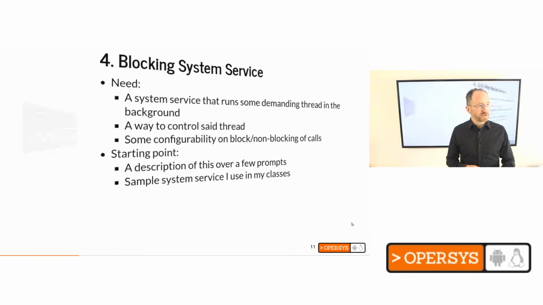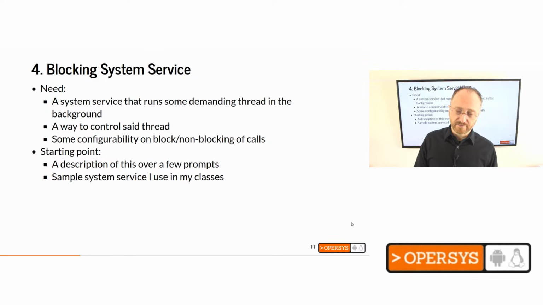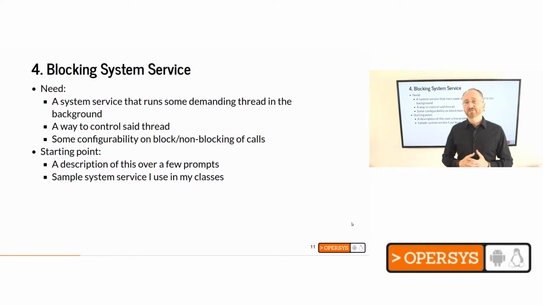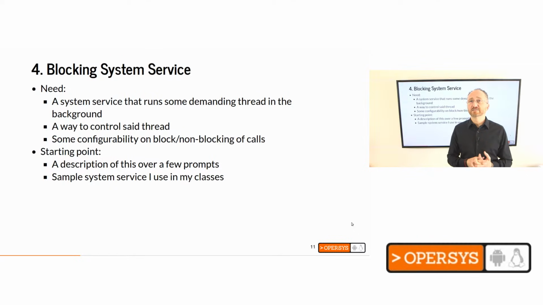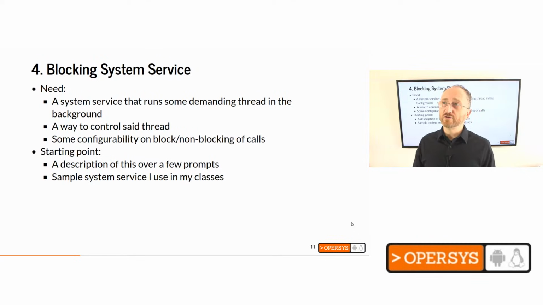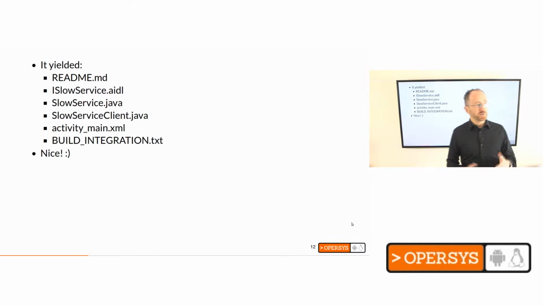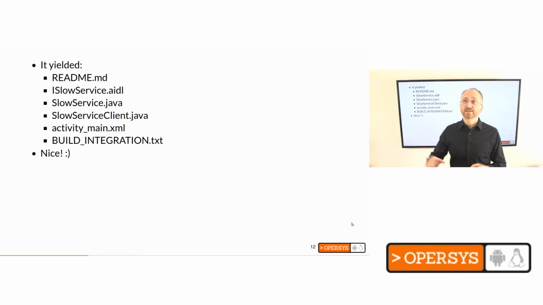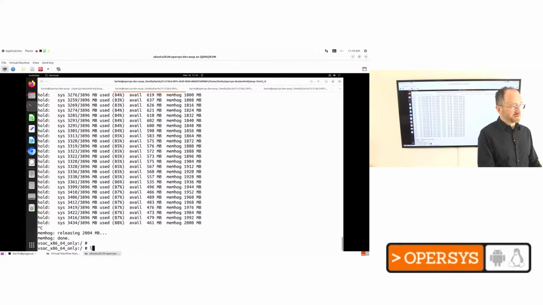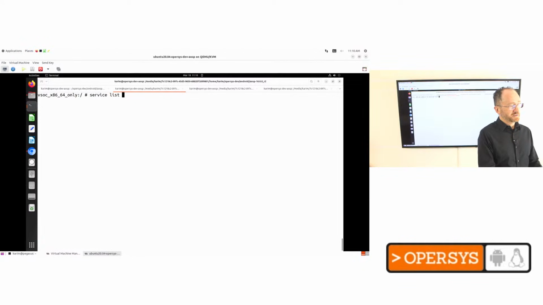Okay, cool. Interesting. So the first thing I wanted is a system service that blocks on a call or has some sort of background task that's using up CPU and is configurable. As a starting point, I uploaded an example system service that I use in many of my classes, saying, okay, here's an example system service. Go and munch on this. And it delivered. Essentially, it gave me a README file about what it did, the AIDL file, the Java system service, the client, and build integration instructions on how you actually merge that into your AOSP. Hey, that's cool, right? And if I look at my system here, and I do a service list, and I look for, this is a slow service, right?